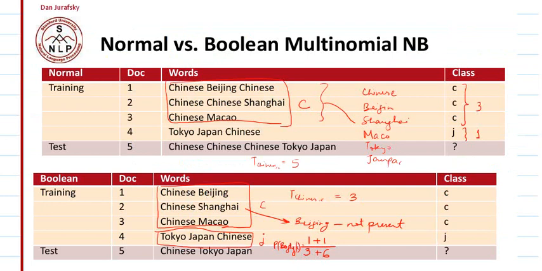We can see from here also, due to the presence of Tokyo and Japan, we are getting some probabilities. For this document, Chinese, Tokyo, Japan, we are getting the probability of Chinese, the probability of Tokyo, and the probability of Japan, as well as we are multiplying the probability of Beijing, the probability of Shanghai, and the probability of Macau, right?